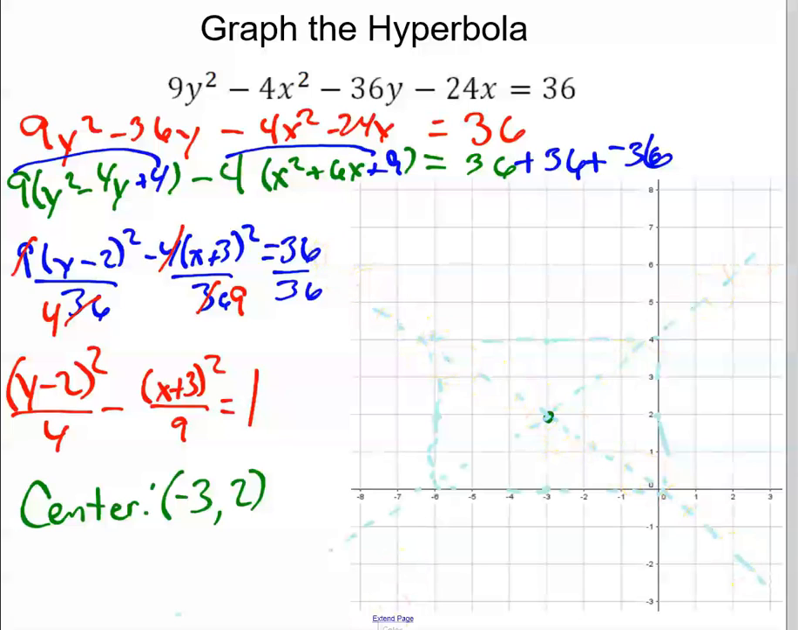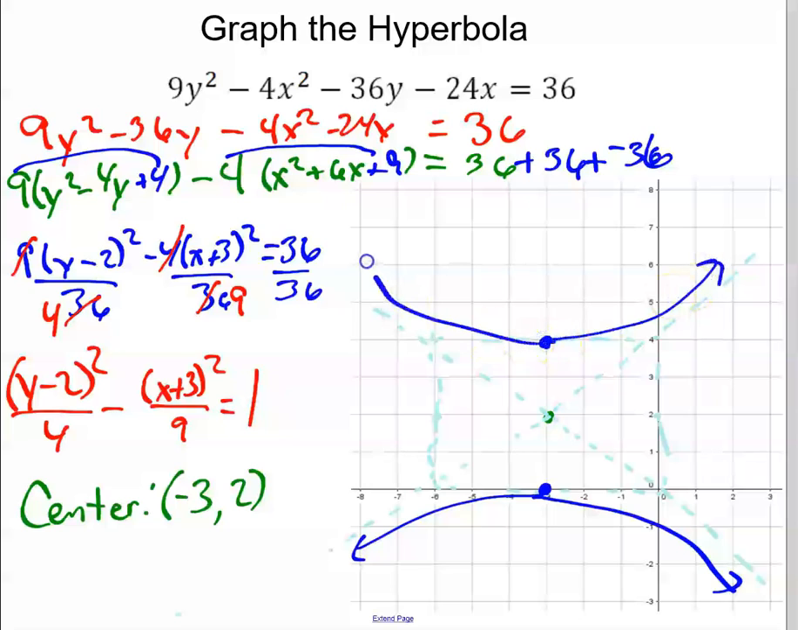All right, now this time the y is listed first, which means my transverse axis is going to be vertical. So these points here are my vertices. And then my graph is going to open up and down from there. And there is your hyperbola.